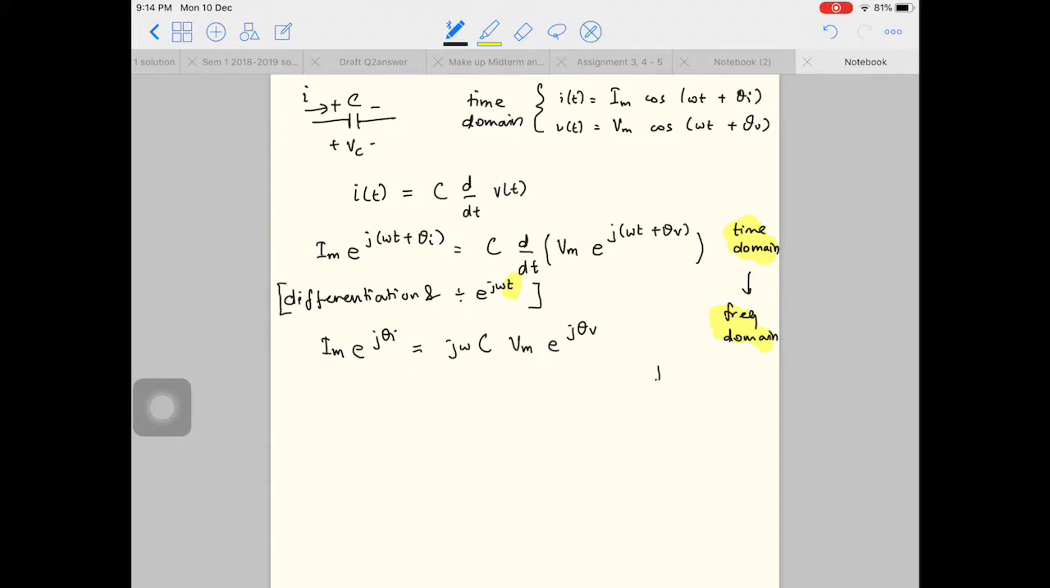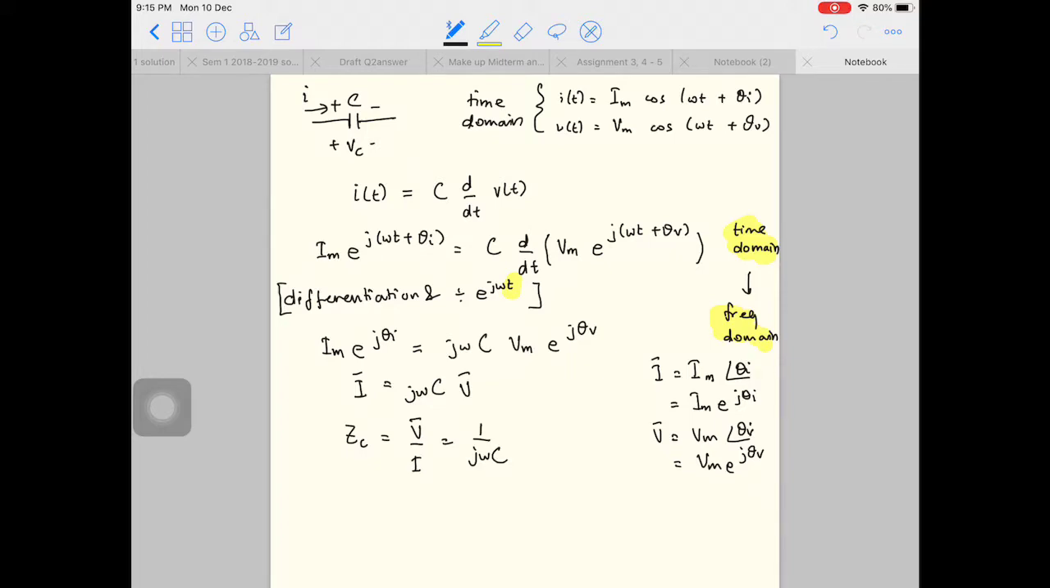And we know that in phasor polar form, we have Im angle theta I, or Im in exponential form e^(j theta I), same as the voltage, Vm angle theta V, or Vm e^(j theta V). Written in polar form, I is equal to j omega C V. And if we write this in terms of the impedance of the capacitor, voltage divided by current is equal to 1 over j omega C.